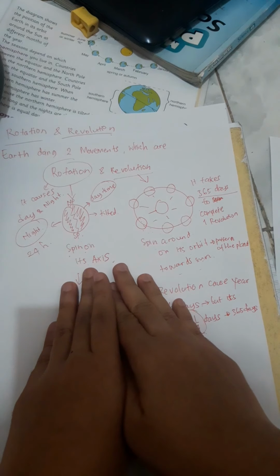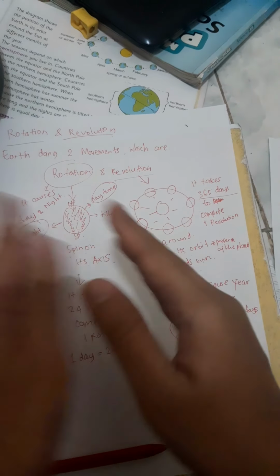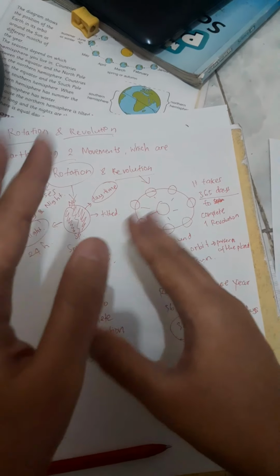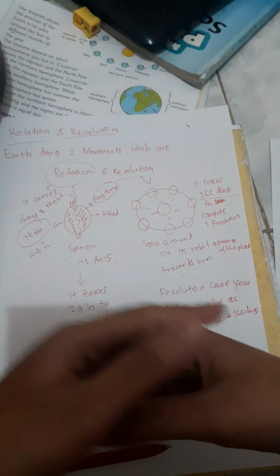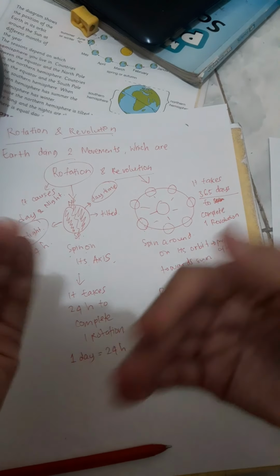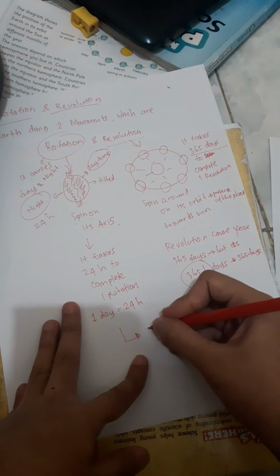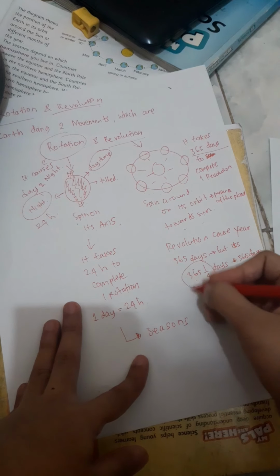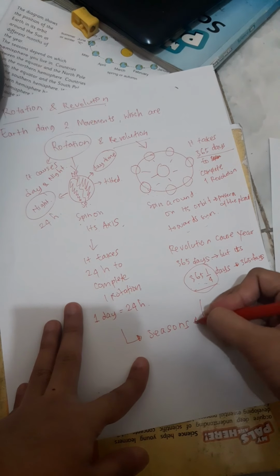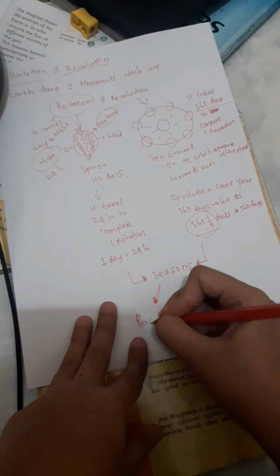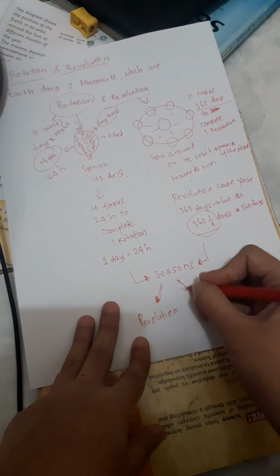And these movements are not separate. It's not that the earth does the rotation first and then the revolution, or the revolution first and then rotation. No, the movements are done together. When the earth does rotation, it also does the revolution at the same time. And rotation not only causes day and night, it also causes seasons. Of course, revolution also causes seasons. Season is caused by revolution and rotation.